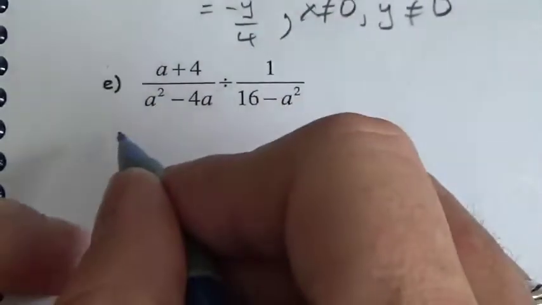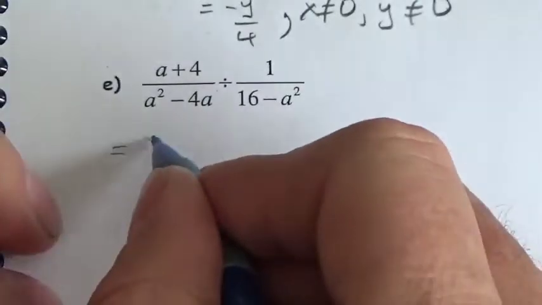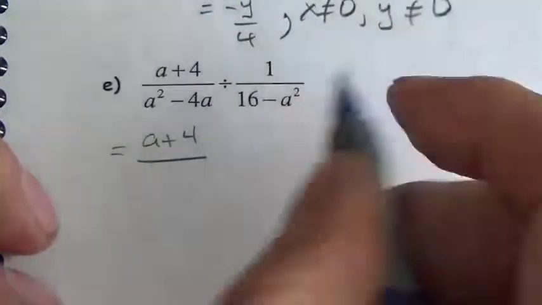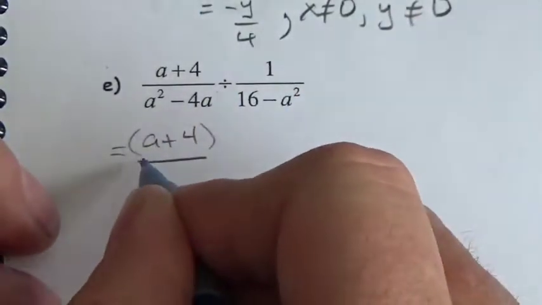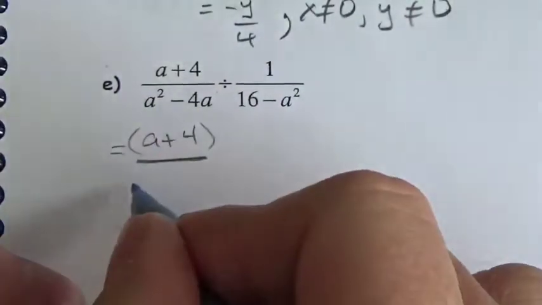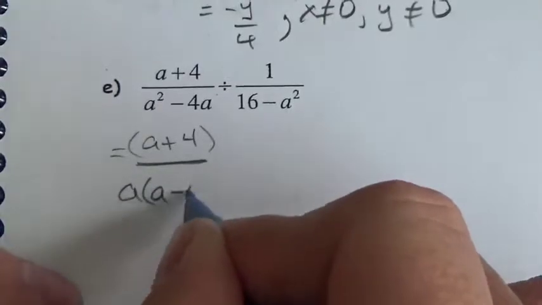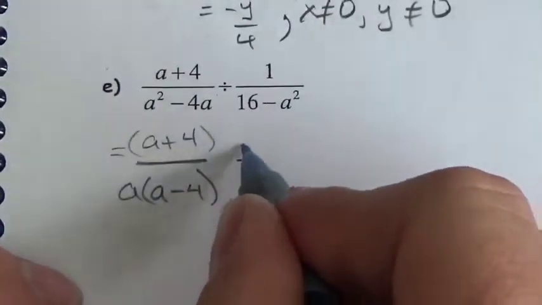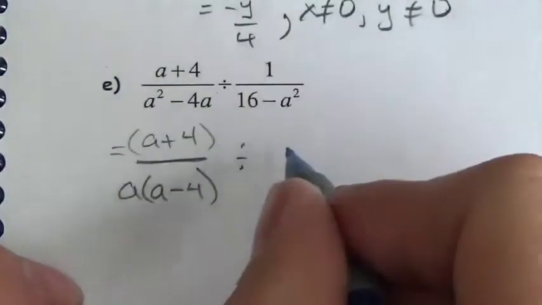Okay, let's try this one. First thing we're going to do is factor. So a plus 4, that one's already okay. And I'm going to put parentheses over that to show that that's got to be kept together. The denominator there has got a common factor of a to it, so I'll factor that out. We'll leave the division statement for right now.